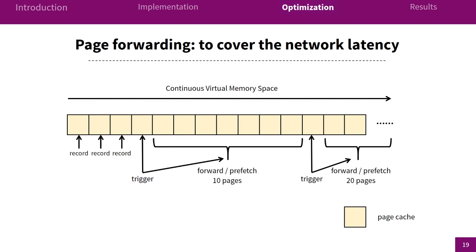And we implement page forwarding to use network bandwidth to cover the network latency. We record every page request at the master node. If it is a sequential access, it triggers the forwarder, or prefetcher, to forward the next 10 pages to the requester. If it is still a sequential request, it will then forward the next 20 pages, and so on.